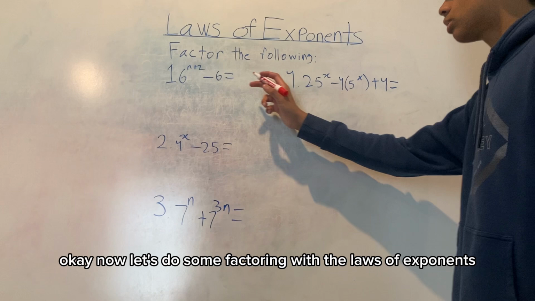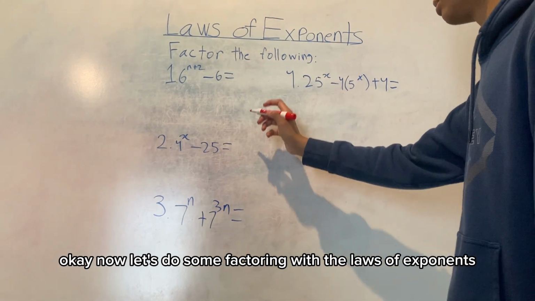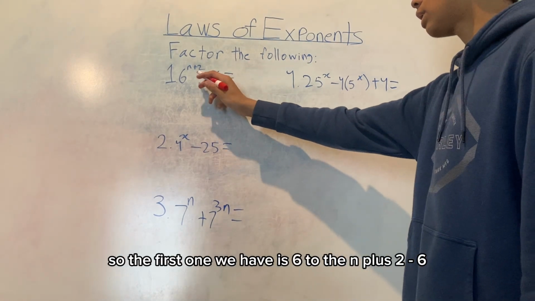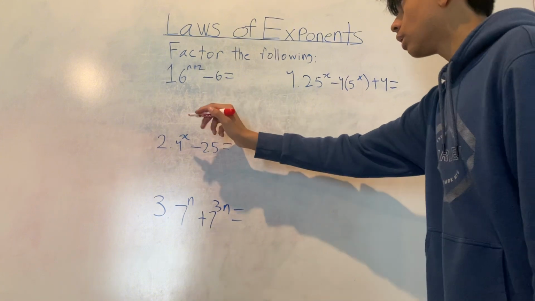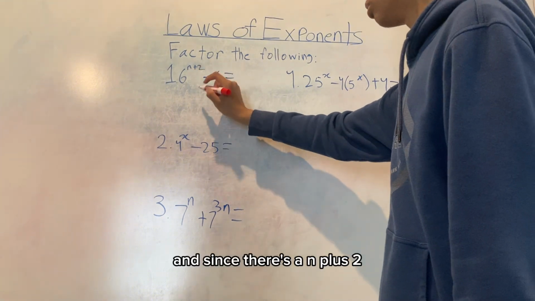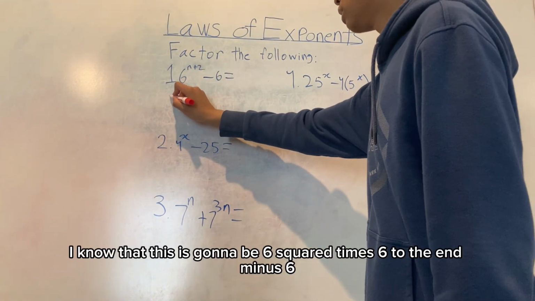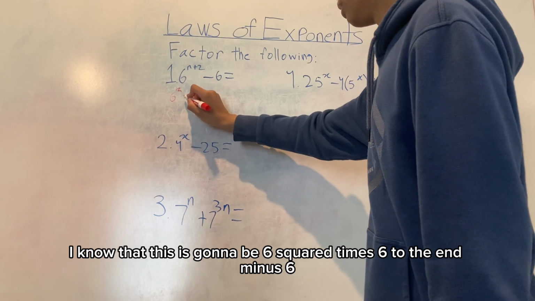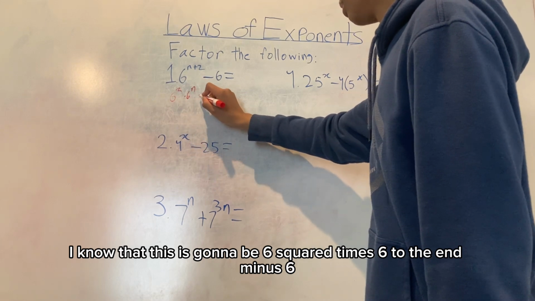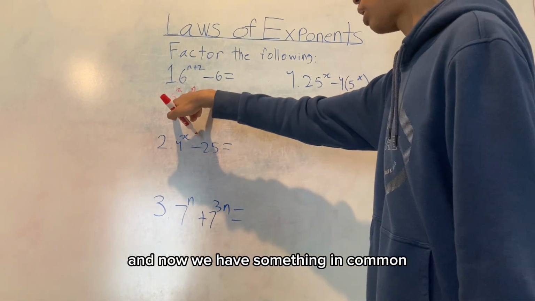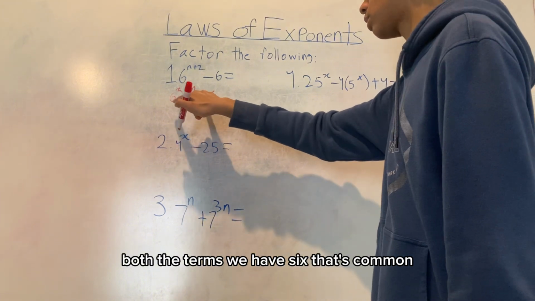Okay, now let's do some factoring with the laws of exponents. So the first one we have is 6 to the n plus 2 minus 6. And since there's an n plus 2, I know that this is going to be 6 squared times 6 to the n minus 6. And now we have something in common in both the terms. We have 6 that's common.